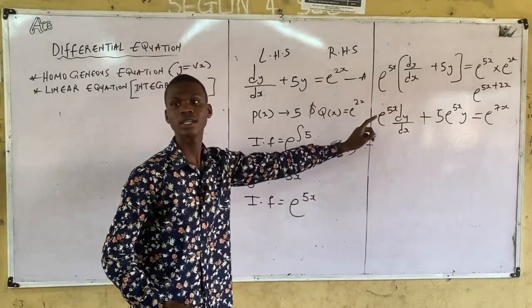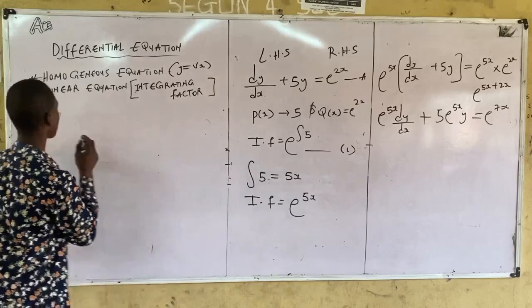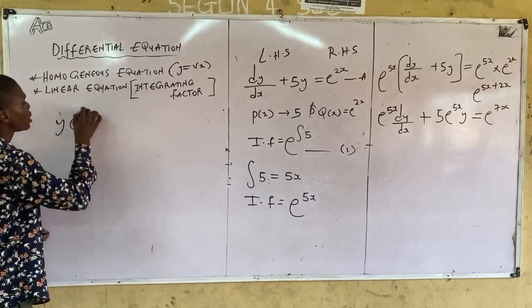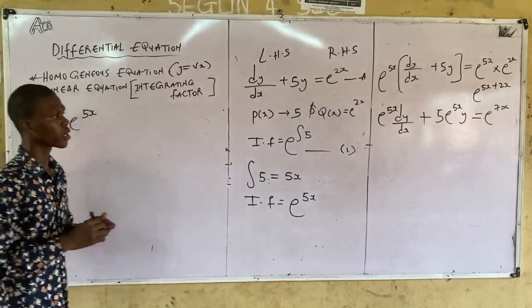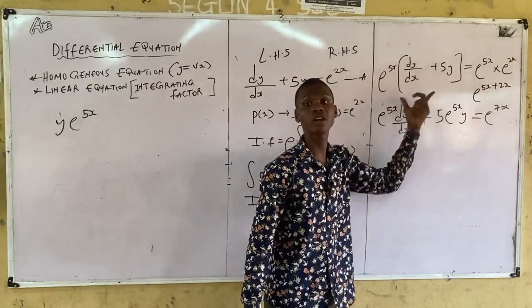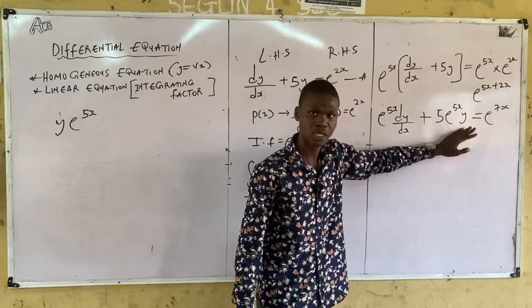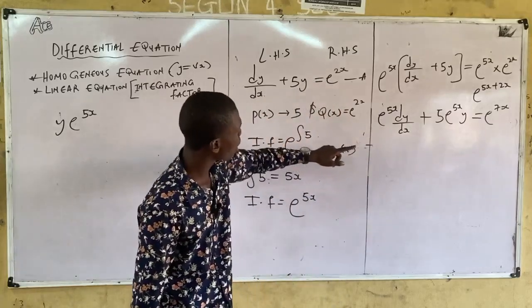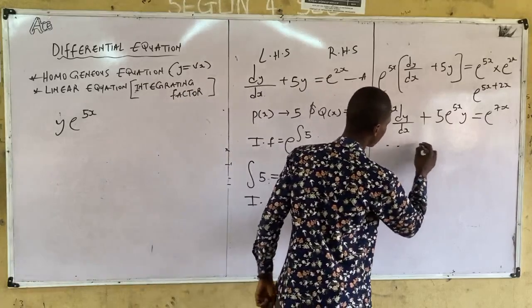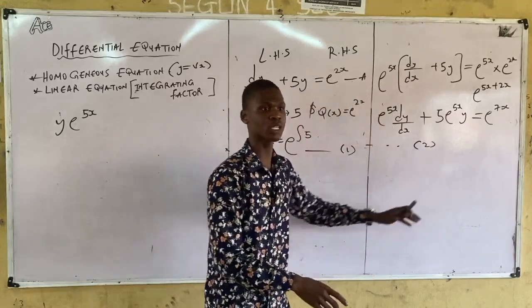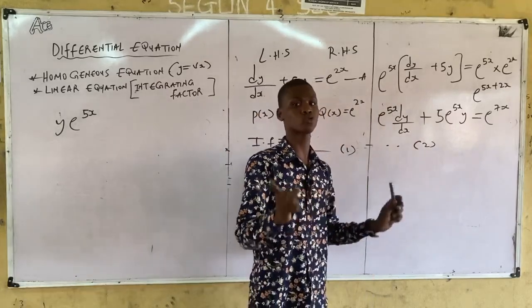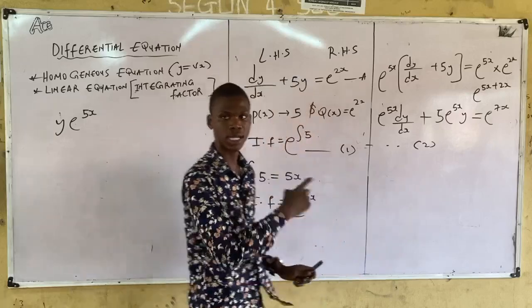let's differentiate y and exponential 5x. This is, I've multiplied both sides of the original equation by the integrating factor. Now let's keep this. Stop here. Let's call this equation 2. Let's keep equation 2. I'm coming back to equation 2. But before that, let's see this.